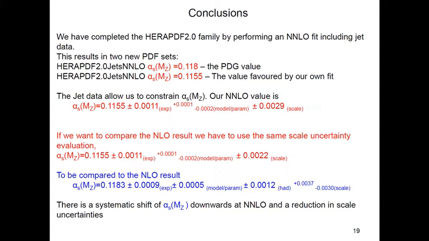If we want to compare that back historically to the NLO result we got, we have to use the same procedure for evaluating scale uncertainty, and that's the second line in red compared to the published NLO result in blue. And that's it. Thanks. That's all I've got to say.